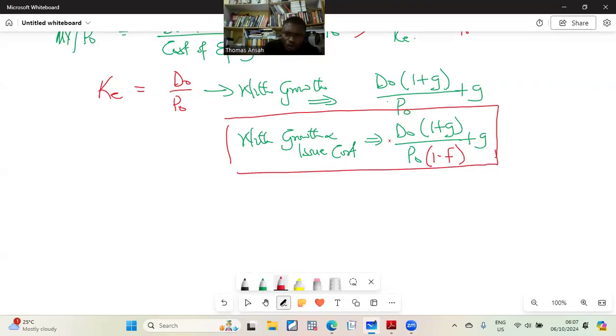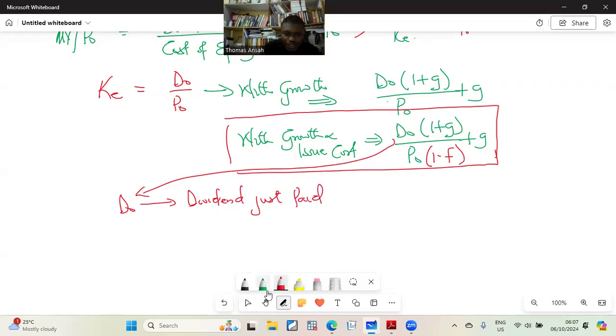Now, what is D0? D0 is dividend just paid. And the word paid is very important. Dividend just paid. Not dividend that has not been paid. It is the dividend just paid. So the dividend that has been paid. Then what is 1? 1 means 1. What is g? g is growth.